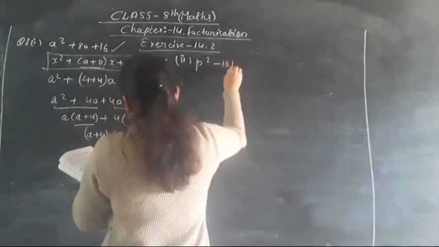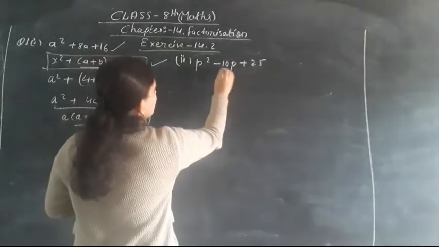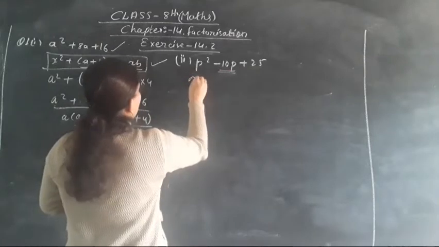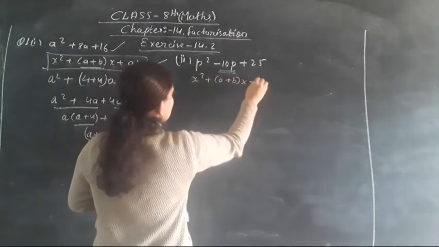p square minus 10p plus 25. This is the question we are having, isn't it? Now we have to split this by using the expression x square plus (a plus b) x plus ab.